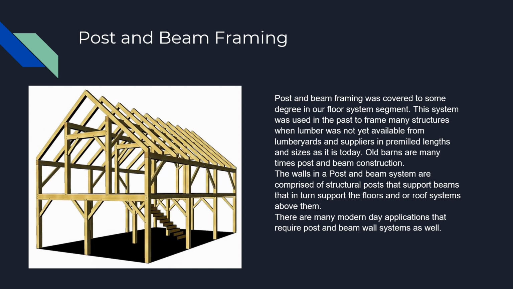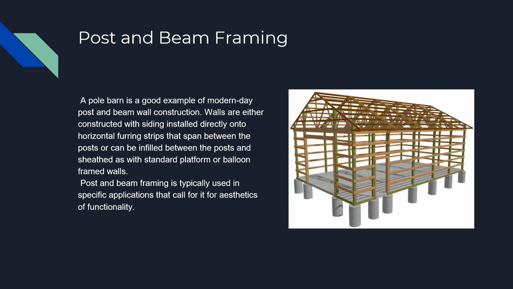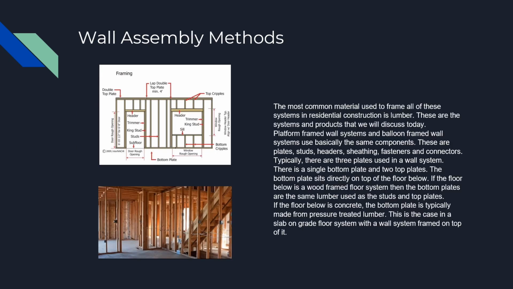There are many modern-day applications that require post and beam wall systems as well. A pole barn is a good example of modern-day post and beam wall construction. Walls are either constructed with siding installed directly onto horizontal furring strips that span between the posts, or can be infilled between the posts and sheathed as with standard platform or balloon framed walls. Post and beam framing is typically used in specific applications that call for it for aesthetics or functionality. The most common material used to frame all of these systems in residential construction is lumber. These are the systems and products that we will discuss today.